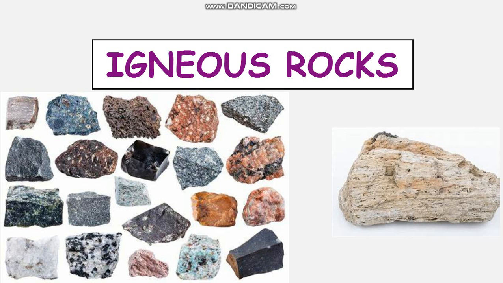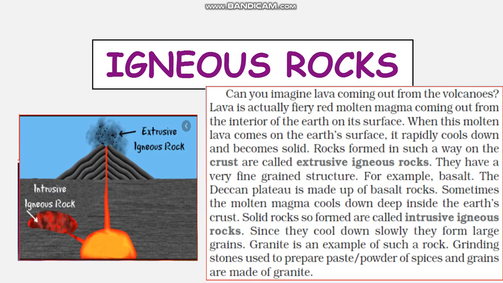First comes the igneous rocks. Can you ever imagine the lava coming out of the volcanoes? Lava is actually the fiery red molten magma coming out of the interior of the earth's surface. When this molten lava comes on the earth's surface, it cools down rapidly and becomes solid in state. These solid state matters which form rocks are called igneous rocks.